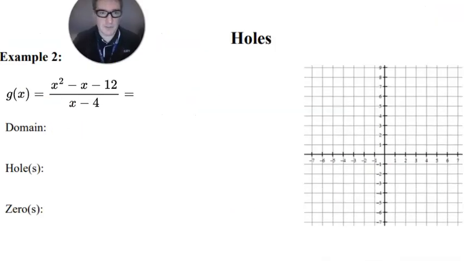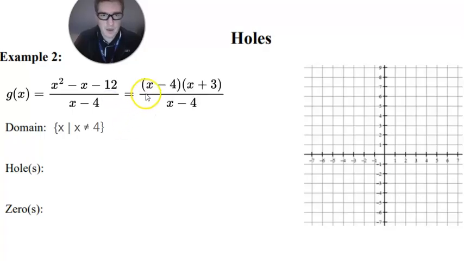I'm going to introduce something that is brand new that we have not encountered before, when there is a hole in a graph. Take this rational function g as an example. The first thing I notice is I have x minus 4 in the denominator. And knowing that the denominator can never equal 0, I know immediately that my domain says that x cannot equal 4. There's nothing new there. But watch what happens when I factor this equation. On top, I get x minus 4 times x plus 3, and on bottom, I have x minus 4.